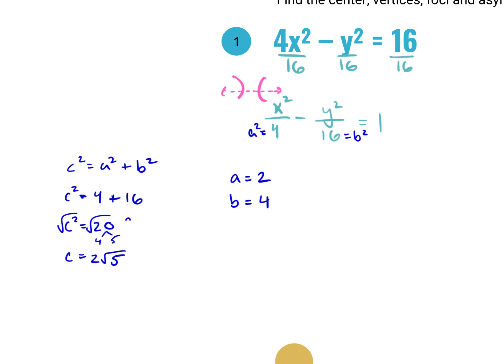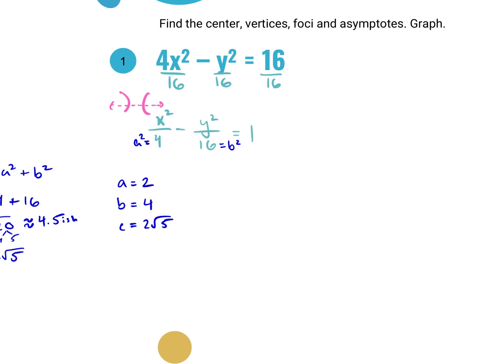Which, to help us graph, we can just estimate from our original square root. So square root 20 is about, we would say, a little bit less than 5 because it's just below square root 25. So I could call it 4.5-ish. So let's graph it, and then that'll help us find everything.